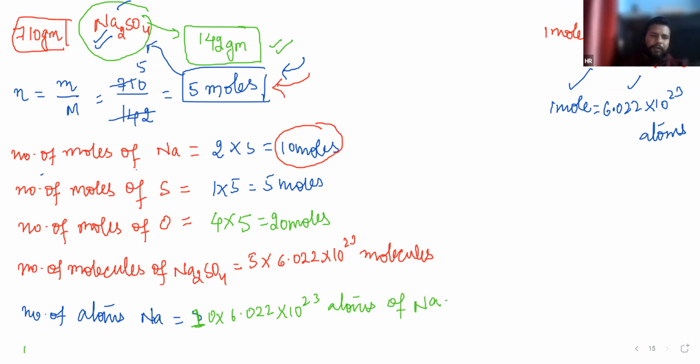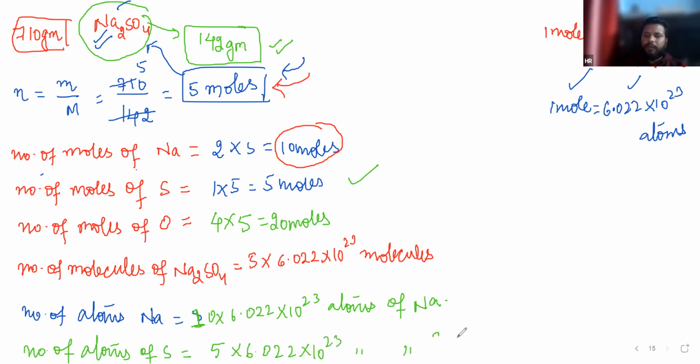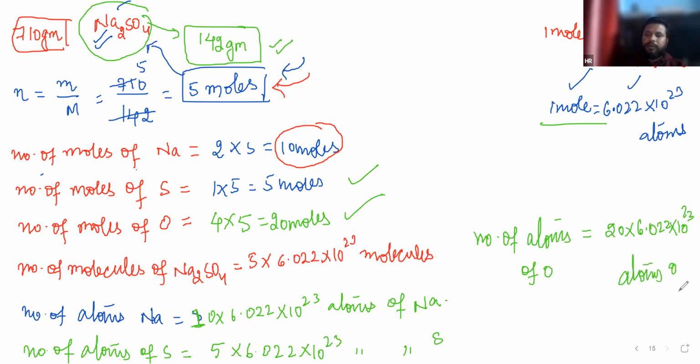Now, number of atoms of sulfur. How many moles of sulfur are present? 5 moles. So we just need 5 into 6.022 into 10 raised to the power 23 atoms of sulfur. Now we need to calculate the number of atoms of oxygen. We know 1 mole is equal to this many atoms, and we have 20 moles. So 20 into 6.022 into 10 raised to the power 23 atoms of oxygen.